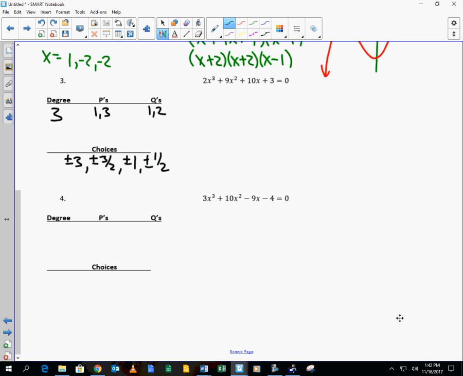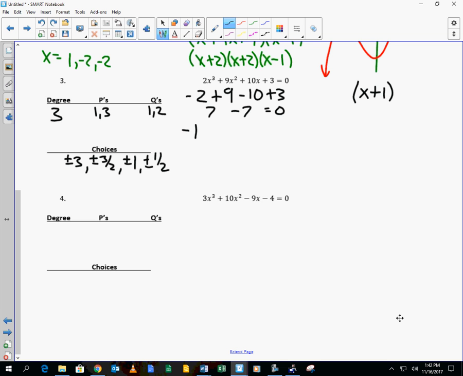So, negative 1 to the third is negative 1 times 2 is negative 2. If you square the negative 1, it becomes positive. Positive 9. 10 times negative 1 is negative 10 plus the 3. And I get 7 and negative 7, which is going to give me 0. So does negative 1 work? Yes, it does. So if negative 1 works, what's the factor? X plus 1. It divides evenly.